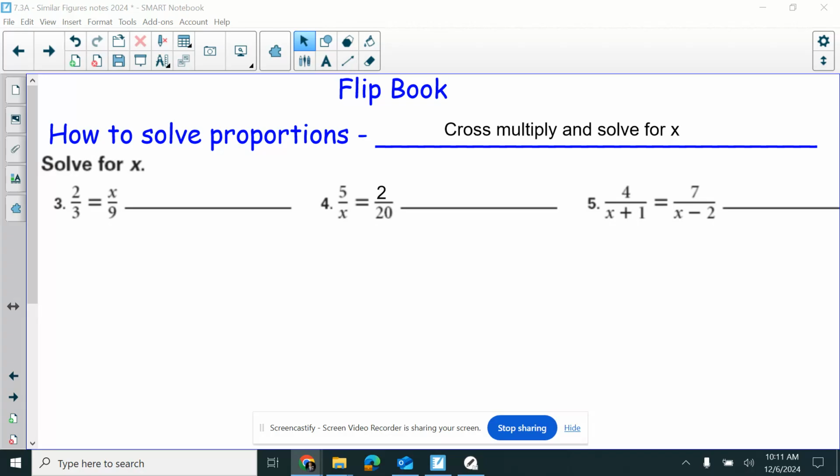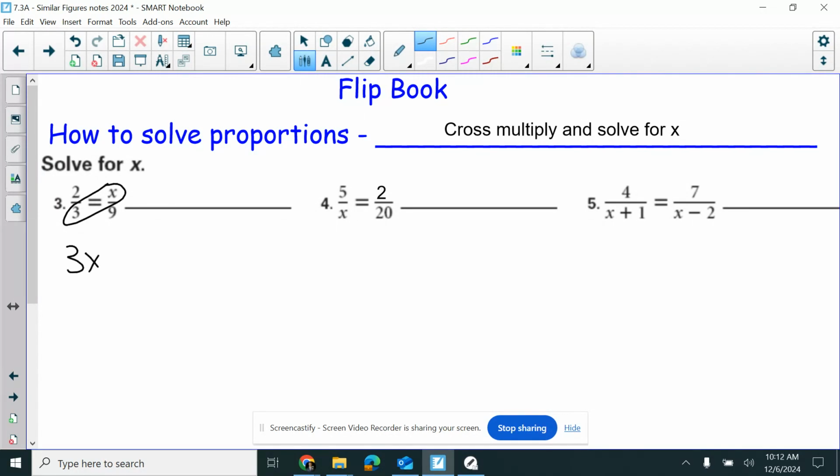So I think the easiest way to solve for this is cross multiply and then solve for x. When you cross multiply a proportion, those two things are going to be equal to each other. When I cross multiply, I always like to do the one with the x first. So I'm going to do 3 times x is 3x, and then 9 times 2 is 18. Those cross products are equal to one another. So you do 3x equals 18.